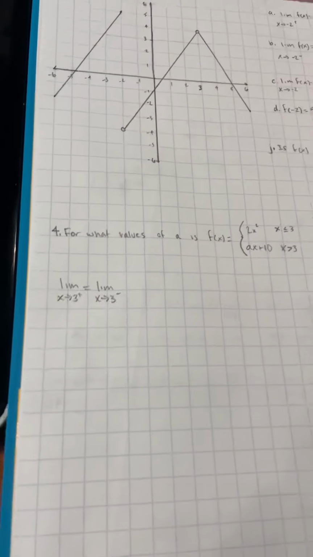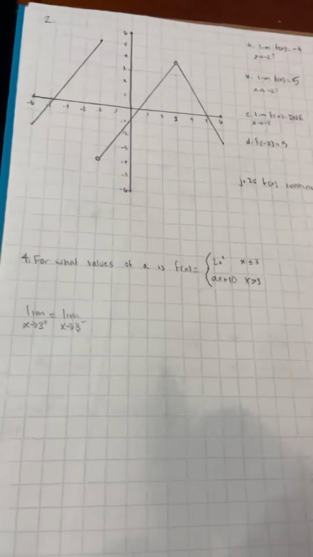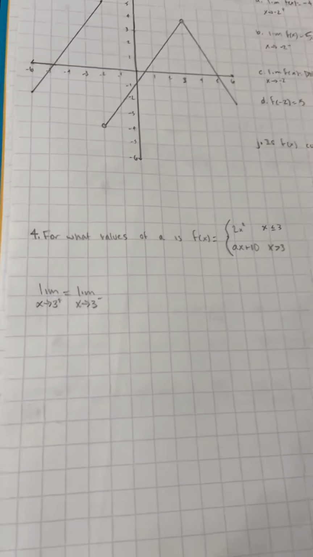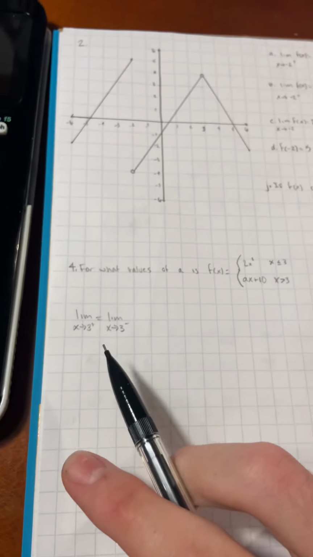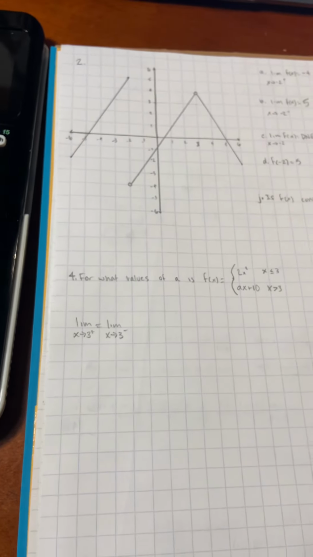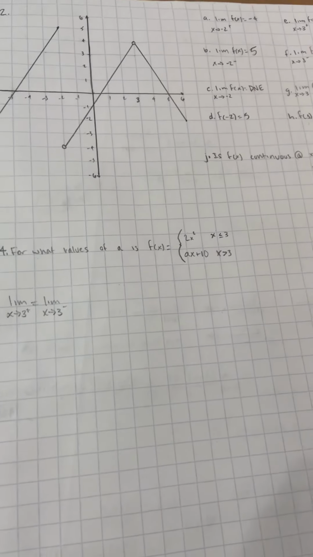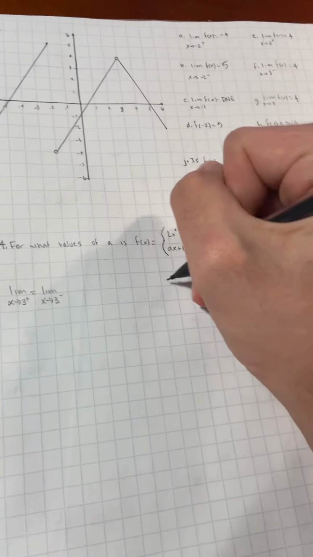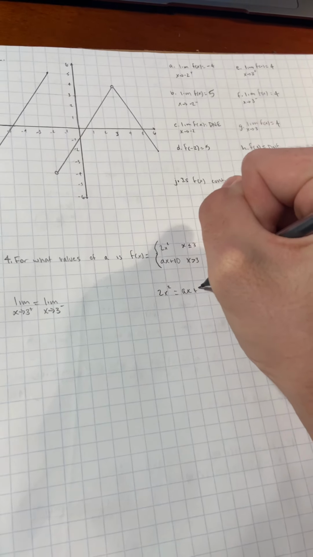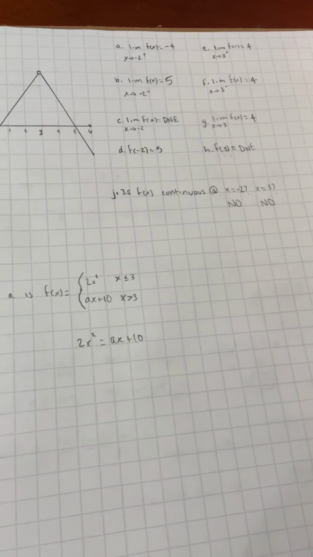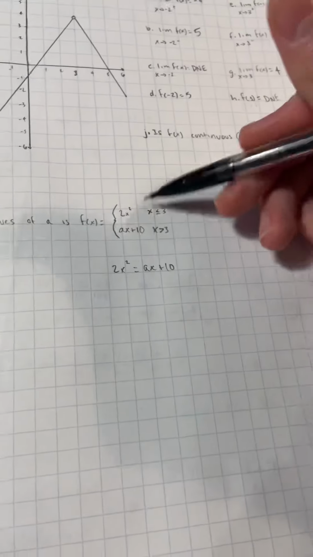For number 4, for what values of a is f of x equal to this piecewise function? We know that for it to be continuous, the limit from the right hand side has to equal the limit from the left hand side. So basically, you just set these two equal to each other, so 2x squared equals ax plus 10, and we're evaluating it at x equals 3. That's the point that we're wondering about.